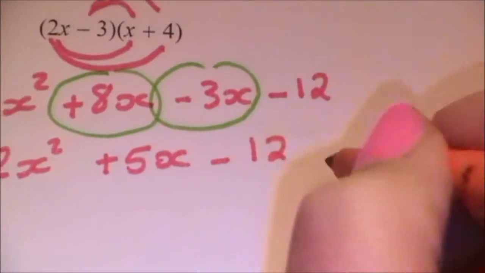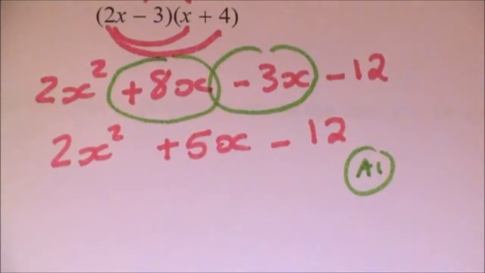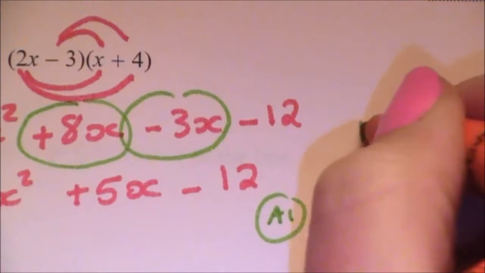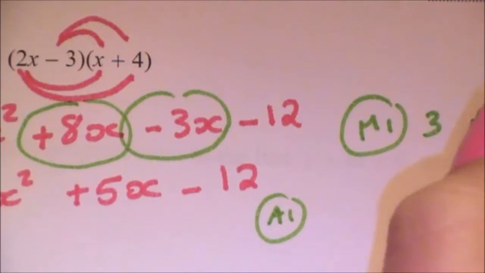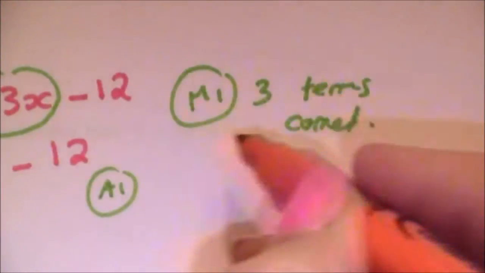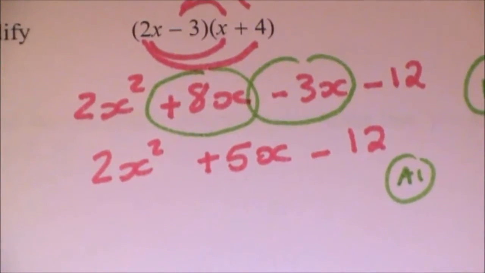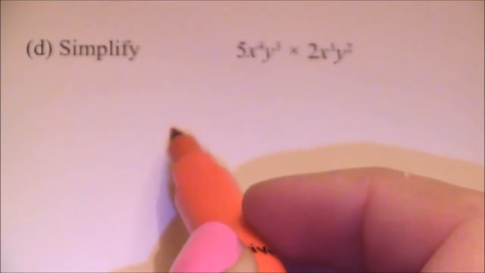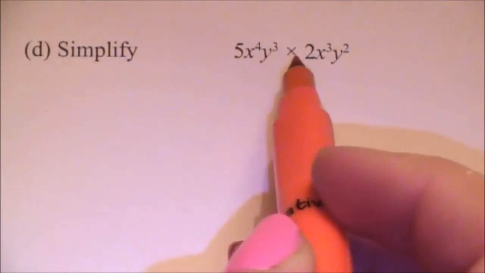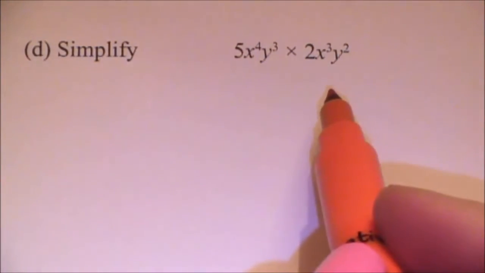2-mark question. Obviously you get an A1 for getting the actual answer completely correct. But you also get an M1 if you've managed to get 3 of the terms correct. So when you've expanded, you've managed to get 3 of those 4 terms correct. Part D is asking you to simplify for 2 marks, and what you need to do here is actually carry out the multiplication, but being aware of index laws as you go through.